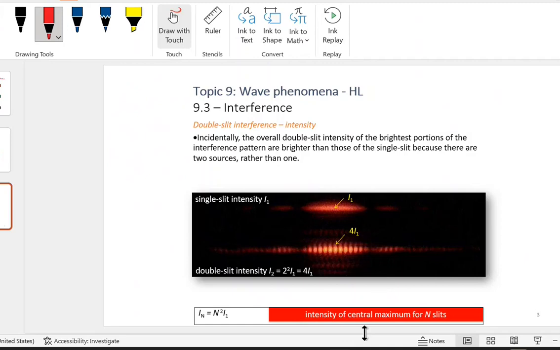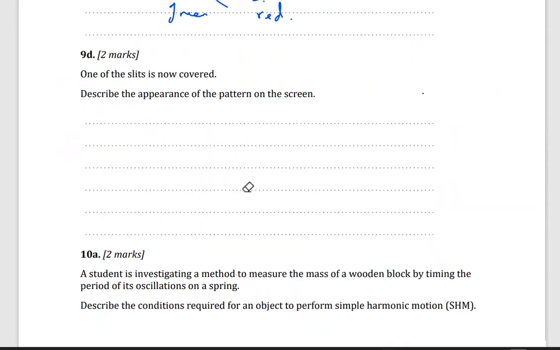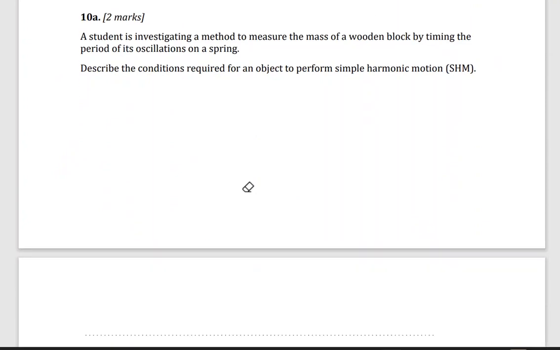Okay, today we're going to solve two questions. So we're done with this question. We'll go to the second one, which is question number 10 from your document. Here we have a student investigating a method to measure the mass of a wooden block by timing the period of its oscillation on a spring.